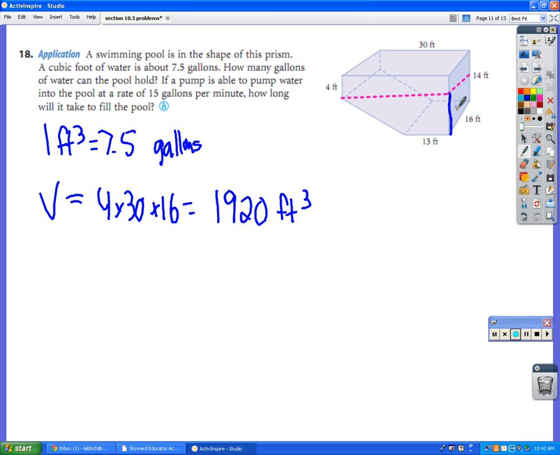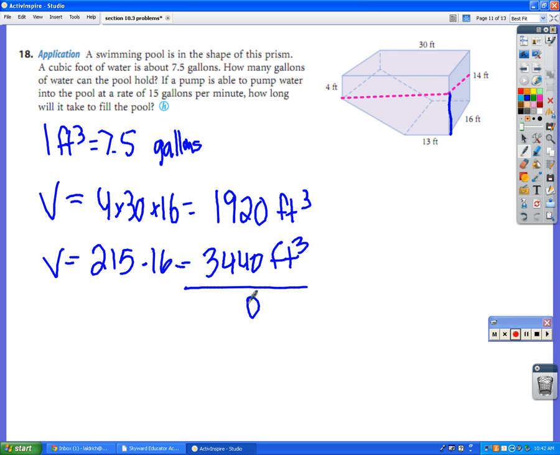And then Manuel says we need to do half of that because it's a trapezoid. So that's going to be 215. And then again, I'm going to multiply that by the height of the prism, which is the distance in between those 2 trapezoidal faces. So I'm going to multiply that by 16. 3,440. Okay, so 3,440 would be the volume of this bottom part. All right, so if I want the volume of the entire pool, I need to add those together. So 5,360 is the total cubic footage of the pool.